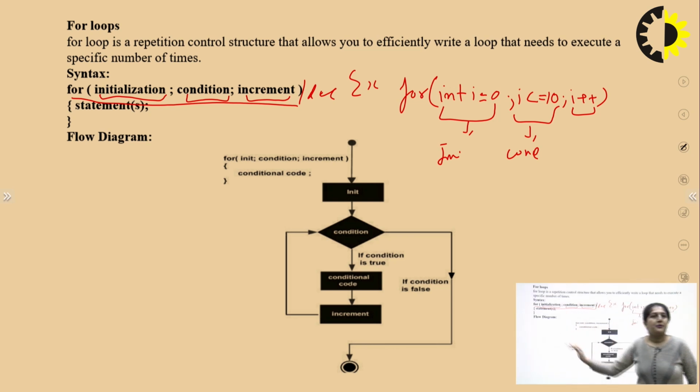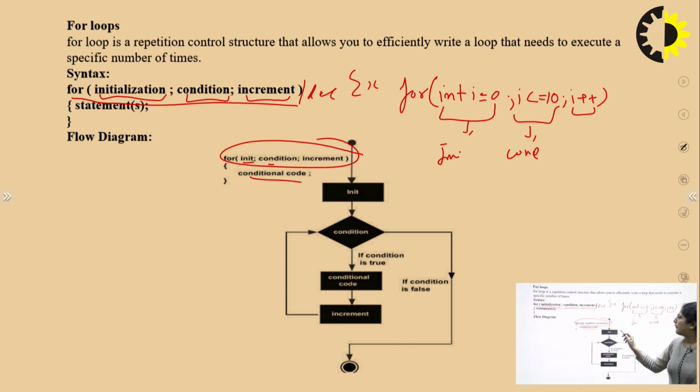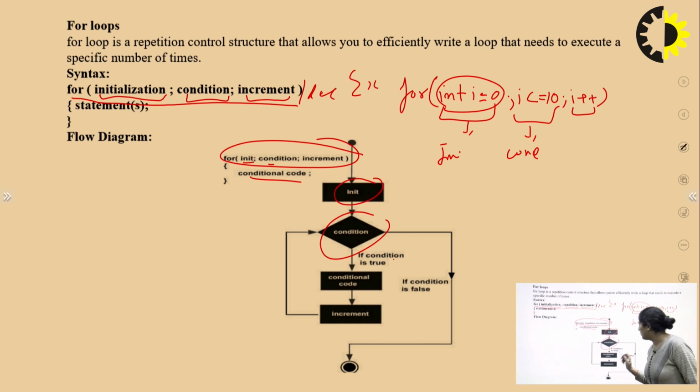So what is the flow chart? In the flow chart, we have initialization, condition, and increment, then the statement. We first do the initialization, then we check the condition. If the condition is true, then the code will be executed and incremented. If the condition is false, it will not be executed or incremented. So this is the basic syntax for the for loop.